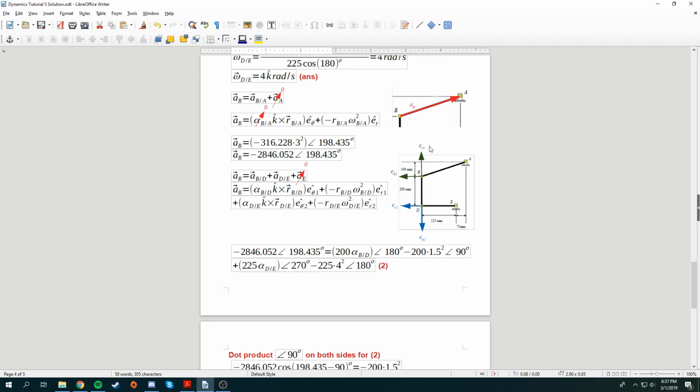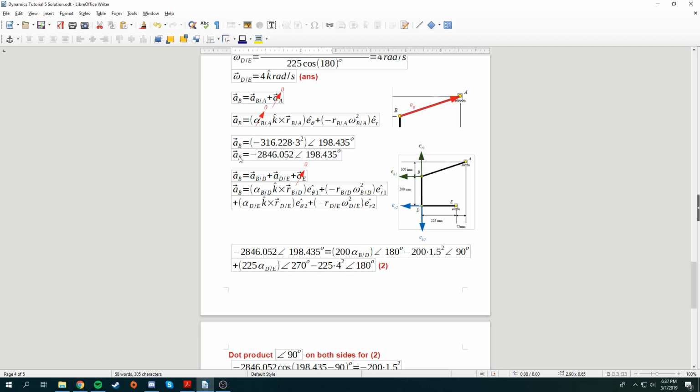Next, I'm trying to find acceleration of b from e. So there will be acceleration of b from d plus acceleration of d from e plus acceleration of e. E is a fixed point, hence acceleration of e goes to 0. Using the same method as I did for the acceleration of b from a, I'll put in the general form, because I know that these are all circular paths relative to each other. Hence, there's only tangential acceleration and centripetal acceleration. So I put in whatever I know first, then find out what I do not have.